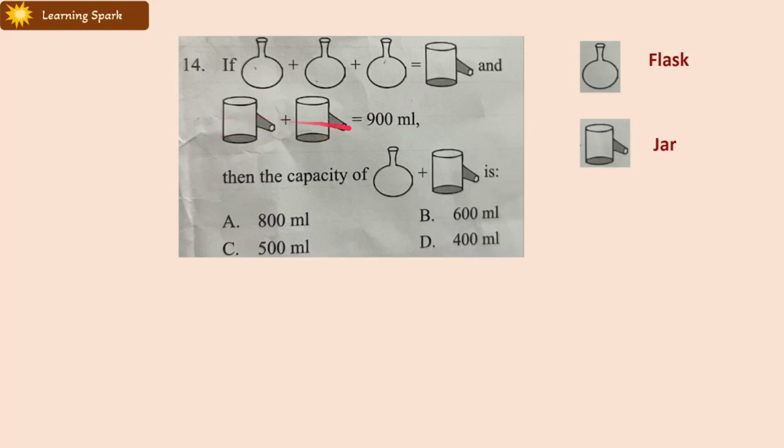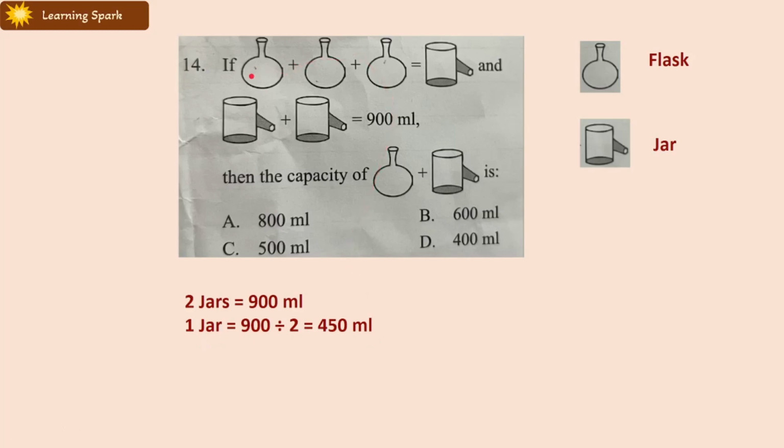Okay, so let's start with this one, because from this one we can get the capacity of a jar. If 2 jars equal 900 ml, then 1 jar will be 900 by 2, which equals 450 ml. Simple, right? So this is the capacity of 1 jar.